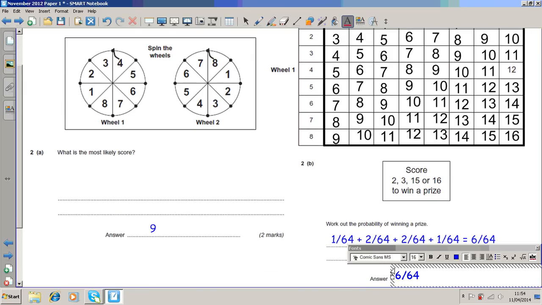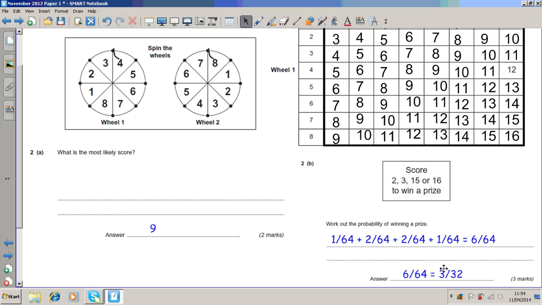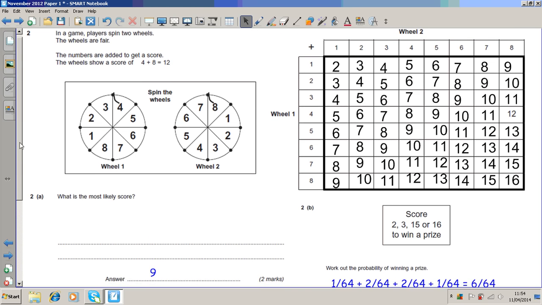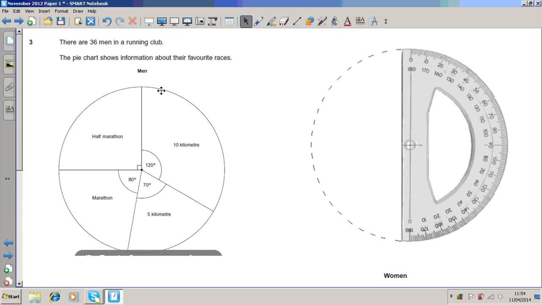It doesn't ask you to simplify it, so I wouldn't. However, if you did simplify it, then we're looking at 3 over 32. However, with probability, I personally believe that you should leave it as 6 over 64, because if you simplify it wrong, you're going to lose yourself a mark. Leave it as 6 over 64, they can't take it away from you. But if you do simplify, then make sure you do it properly. Alright. Winner.